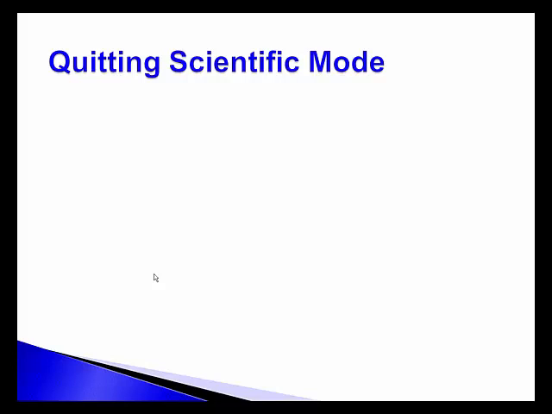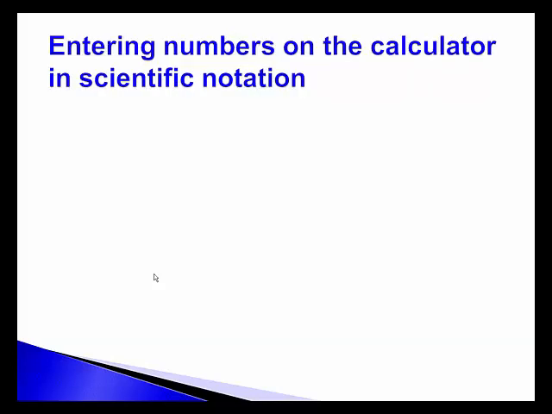I need to remind you that once you're in scientific notation mode, everything you do on your calculator will stay in scientific notation mode until you take your calculator out of that mode. So I want to go through the steps for taking your calculator out of scientific mode. The steps are Mode. This time move your arrow to the left to get back to normal, hit enter, and then once again second quit.